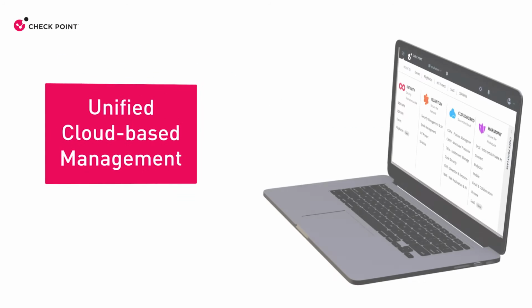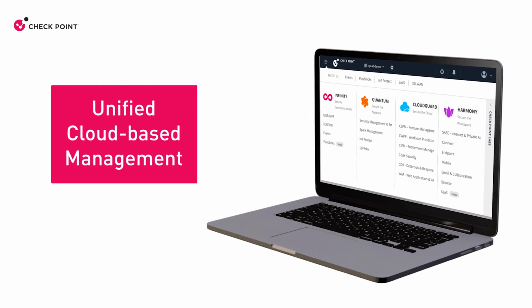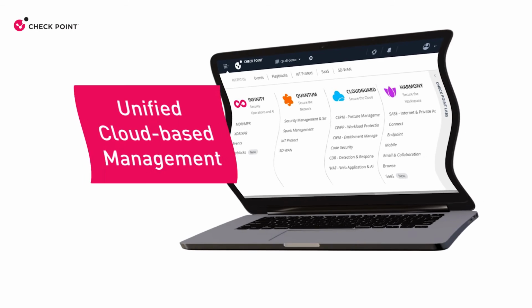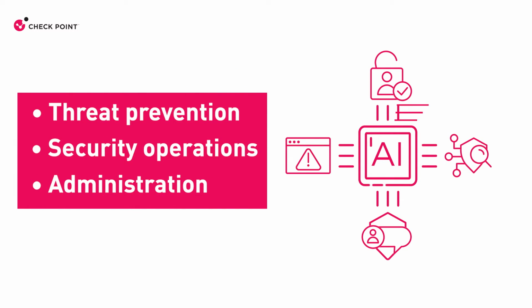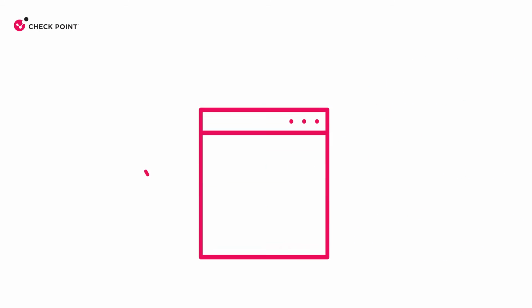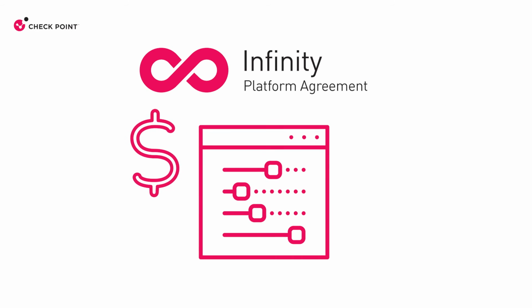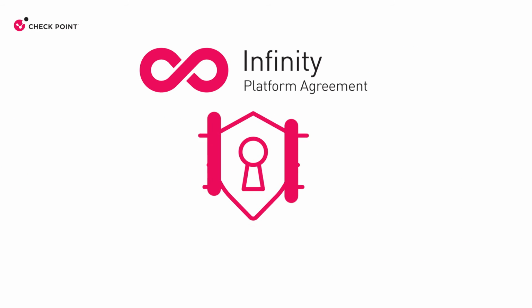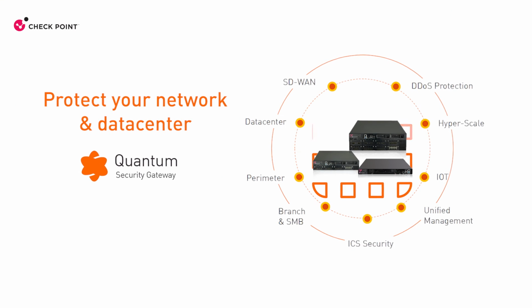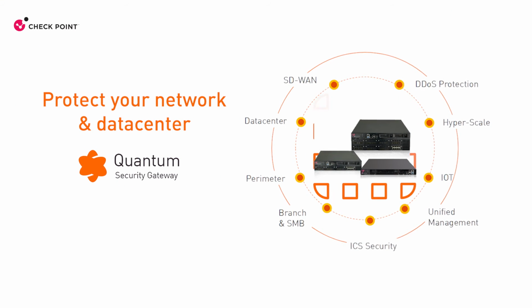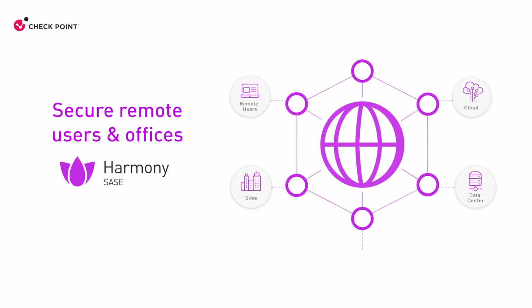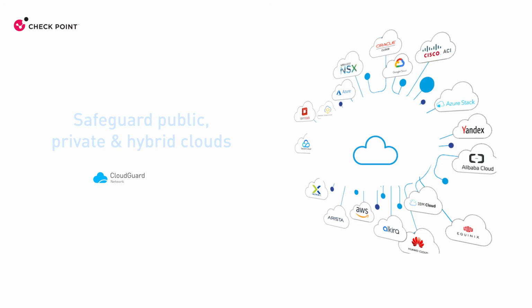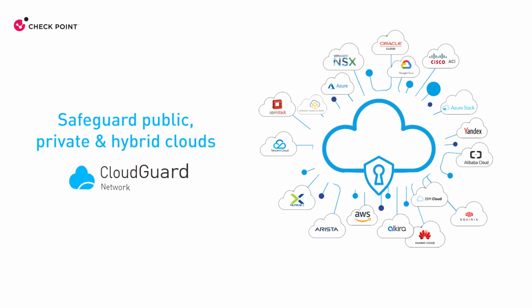Easily manage and scale your diverse environments through a unified cloud-based console, combined with threat prevention, security operations, and administration that are all powered by AI. The Infinity platform offers a flexible, predictable pricing model so you can protect your network and data center with Quantum security gateways. Secure remote users and offices with Harmony SASE, and safeguard public, private, and hybrid clouds with CloudGuard Network.